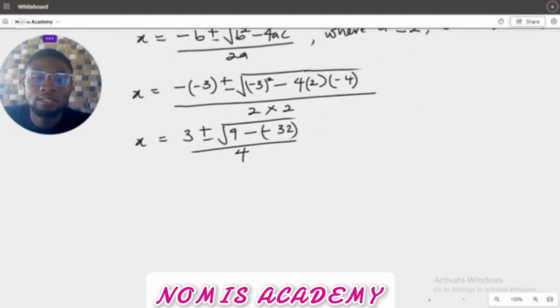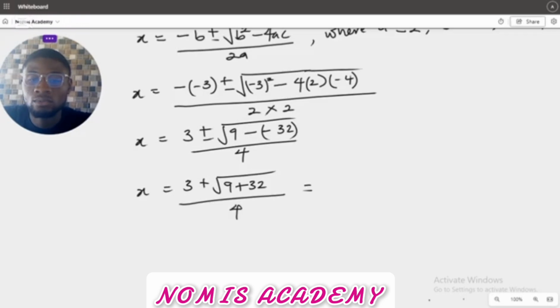So let us join it down. Now I can say that my x is equal to 3 plus or minus the square root of 9 plus 32 all over 4. Don't forget it's plus or minus. So this is equal to 3 plus or minus the square root of 41, right? Square root of 41 all over 4.